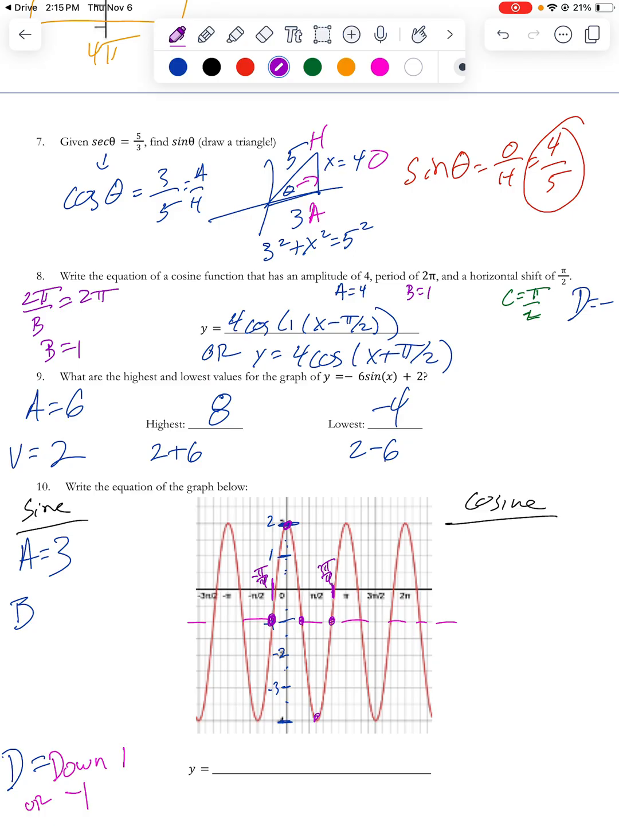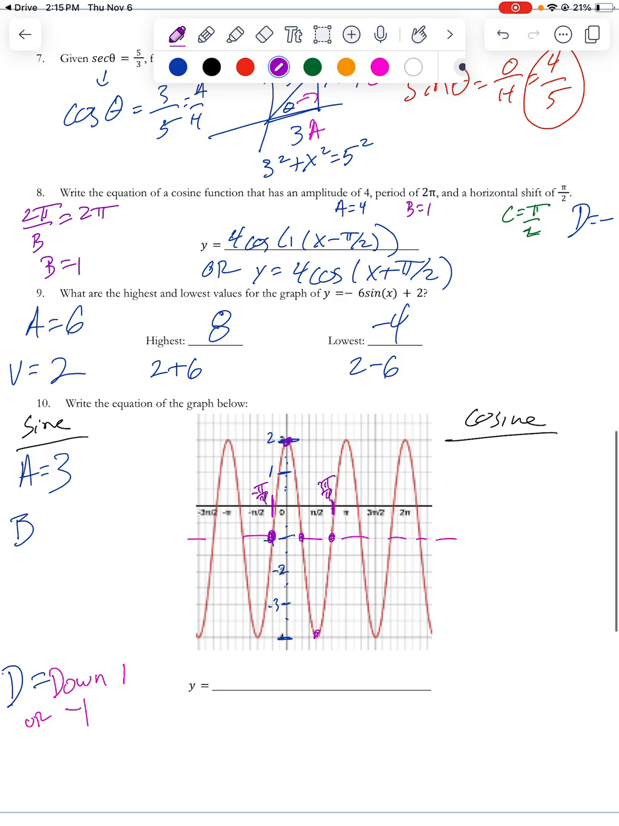Okay? So my period is pi. Well, how did I get that? The period I got from adding pi over 4 and 3 pi over 4. Okay? How long is it from here? It's 1 pi. All right, so my b value, 2 pi over b equals pi, 2 pi equals pi b, b equals 2.